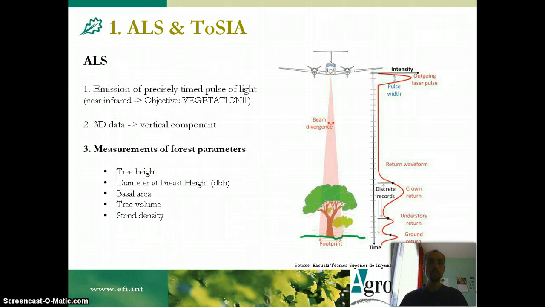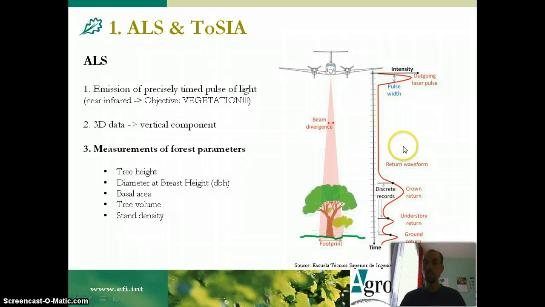So let's get started with the first point and with a short presentation of airborne laser scanning sensors. This kind of sensors consist of the emission of a precisely timed pulse of light that belongs to the near infrared spectral region. And the reason is that vegetation presents its highest spectral response within this region. The second fact is that by utilizing this kind of sensors, we can obtain three-dimensional data. So we can obtain information about the vertical component also.